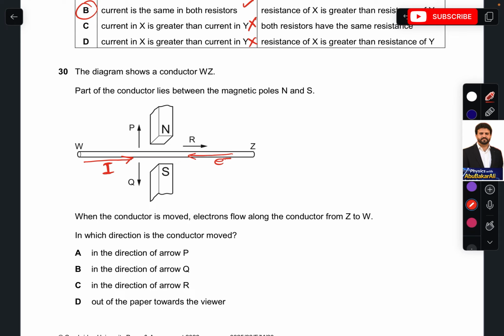In which direction is the conductor moved? It's very simple. When the conductor is moved, electrons flow. So it is the generator effect. The motion is causing that. One way is you can use the right hand rule, Fleming's right hand rule. The other way is how you can judge.